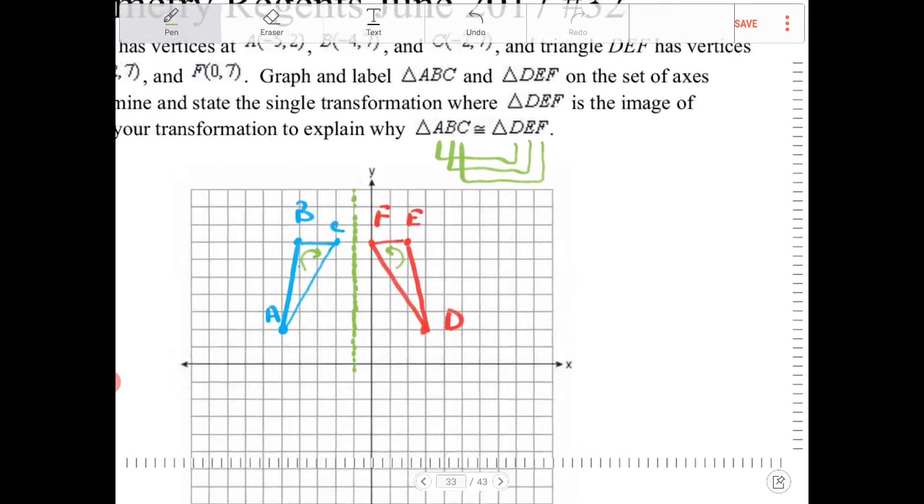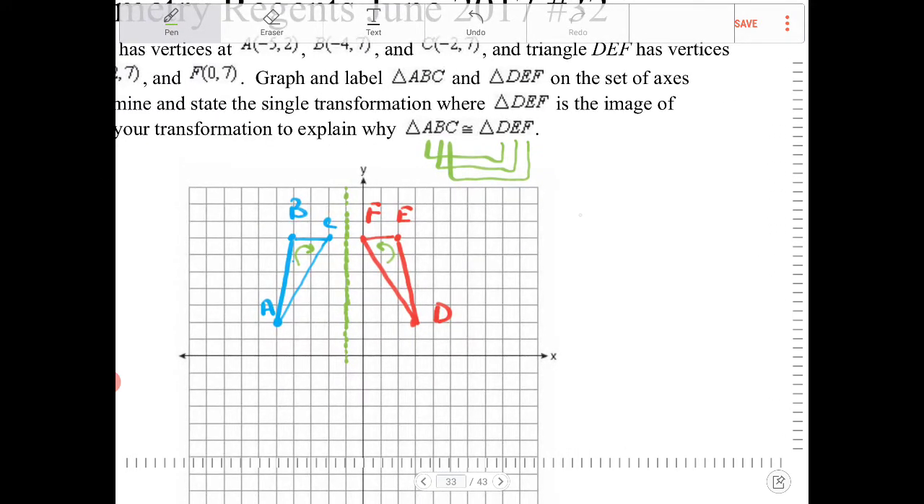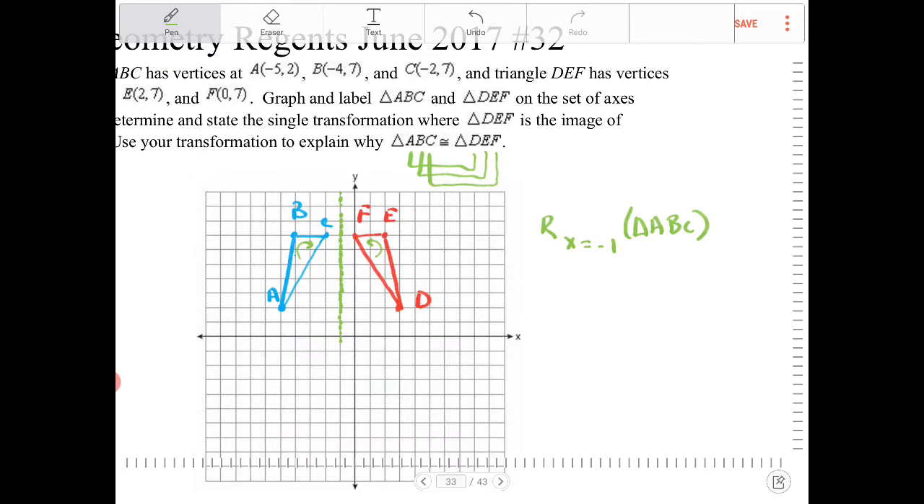So what we're going to have to do is perform a reflection over the line x = -1 of triangle ABC. And this will map onto triangle DEF.